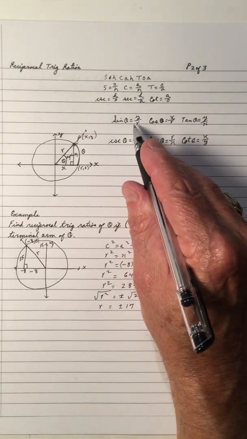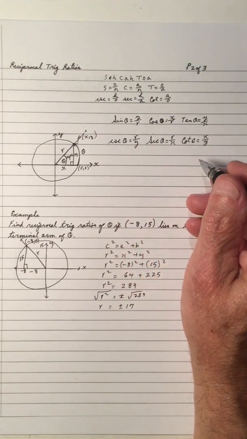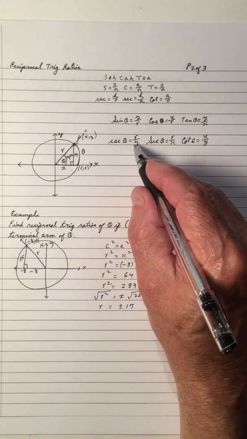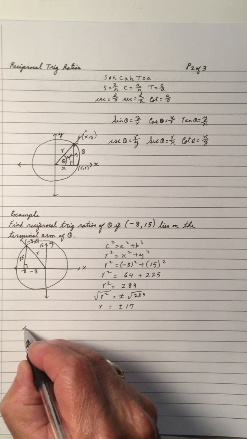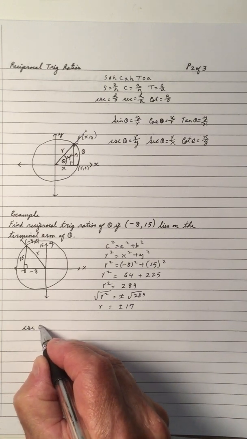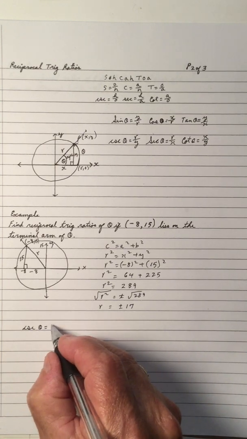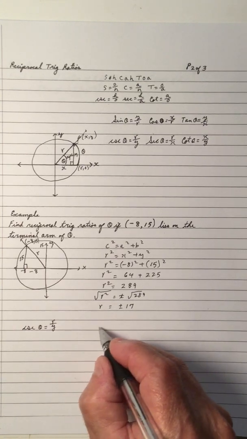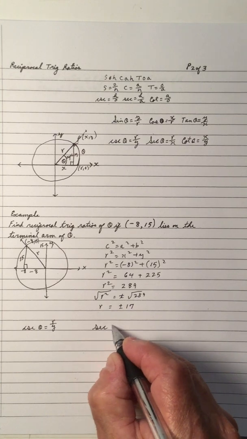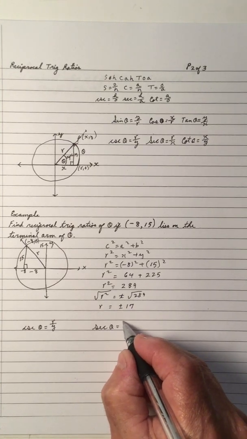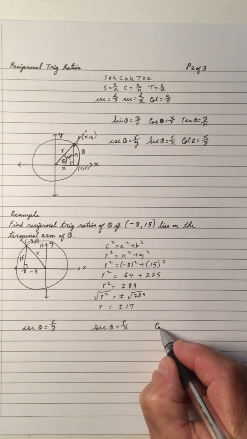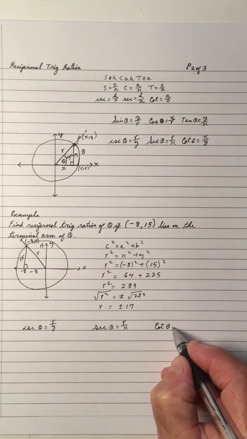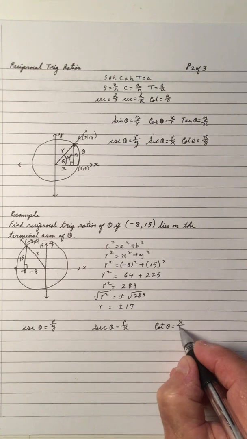So we can do the sine and get the reciprocal, or we can do it right away. We can get what sine is, or we can get cosecant right away. Cosecant is the reciprocal of sine, so it's the r over the y. And secant theta is the r over the x. And cot theta is x over y.